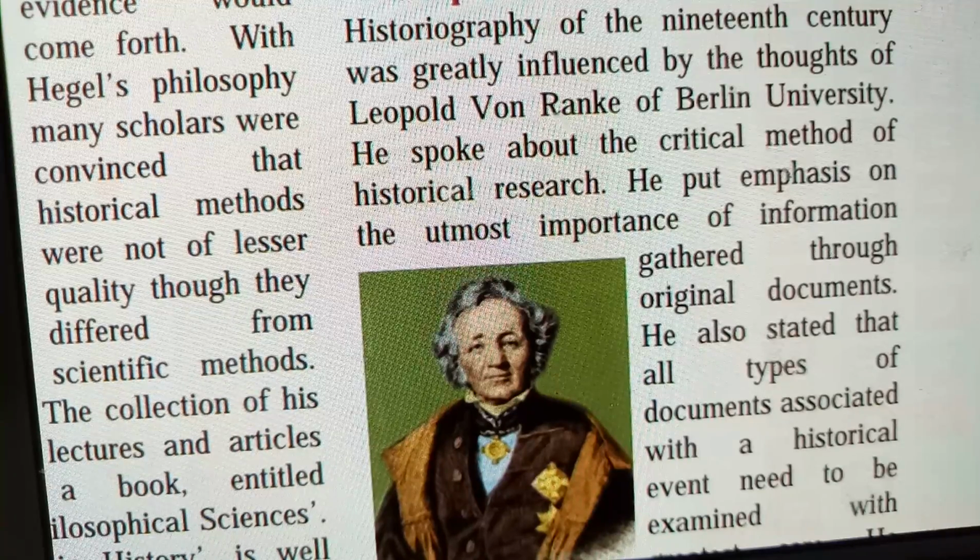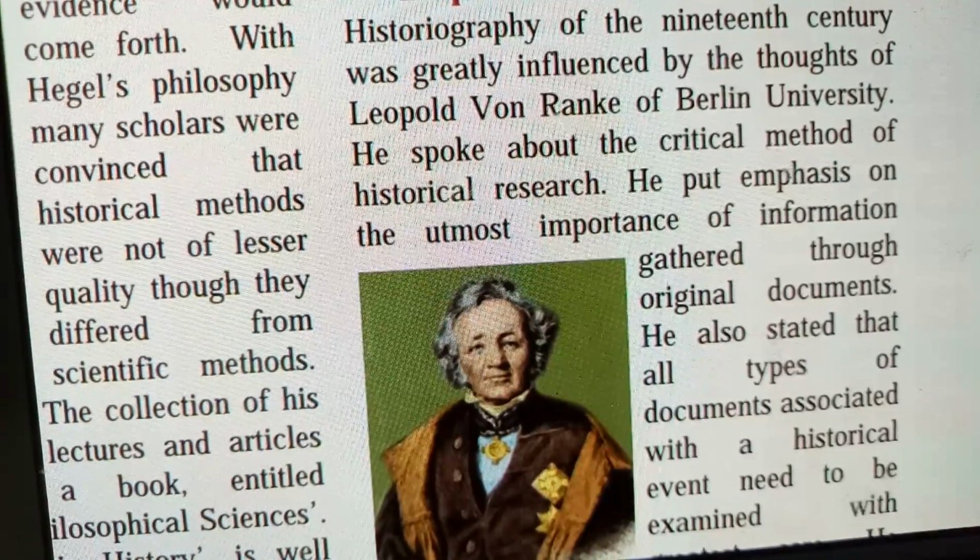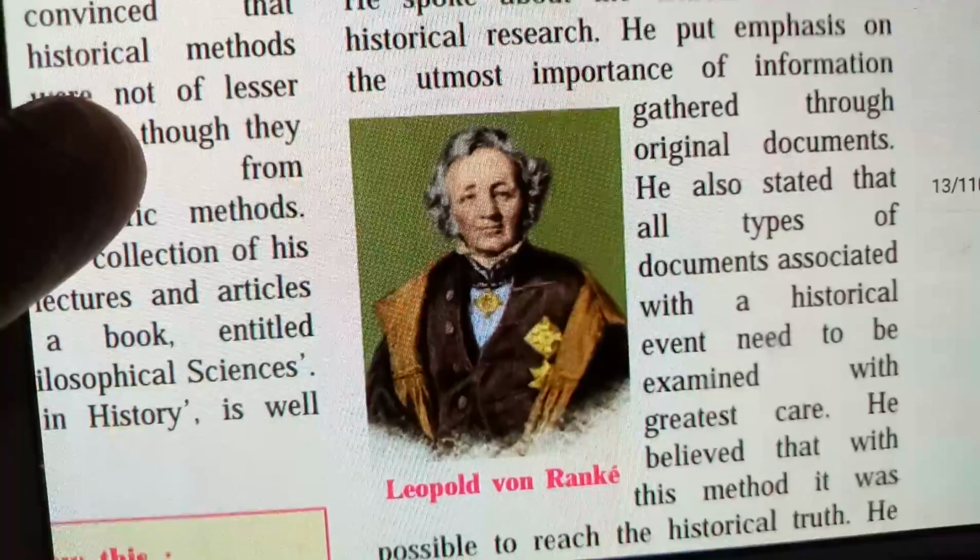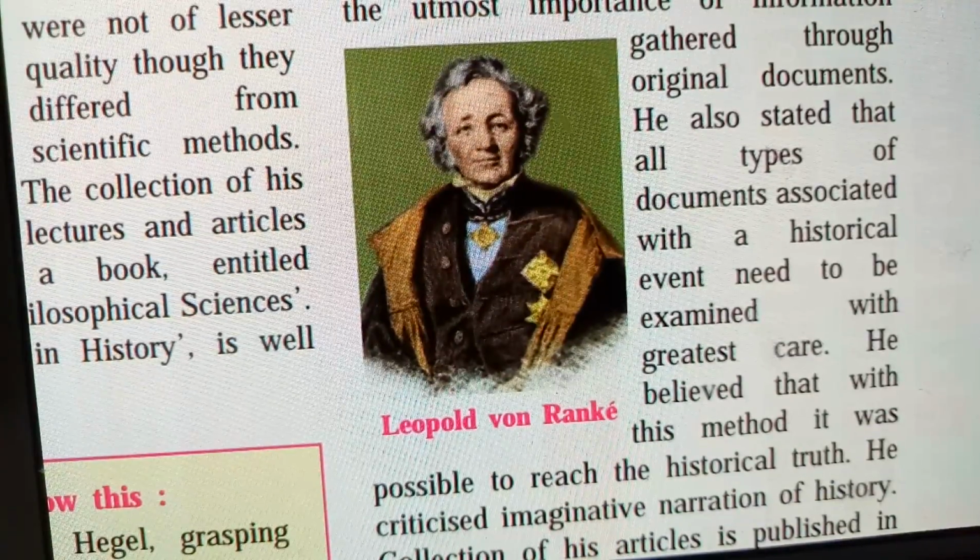So he is also saying that whatever information we are getting or accepting, we should first ask for the evidence of that historical document. Then only can we come to the conclusion. Whatever information we got, we should have proof to show that information. He also stated that all types of documents associated with a historical event need to be examined with the greatest care. So his thinking was also like Rene Descartes. Whatever documents we receive, we should critically examine them. Then only should we conclude whether that document is correct.